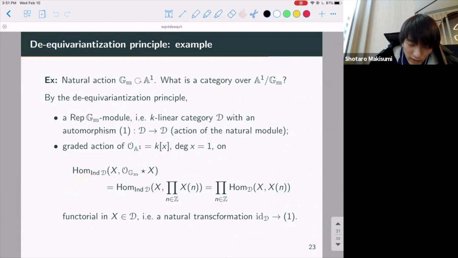But so I can unwind this. Functions on GM is Laurent polynomials. So that turns into this, just a direct product of all the shifts of X.